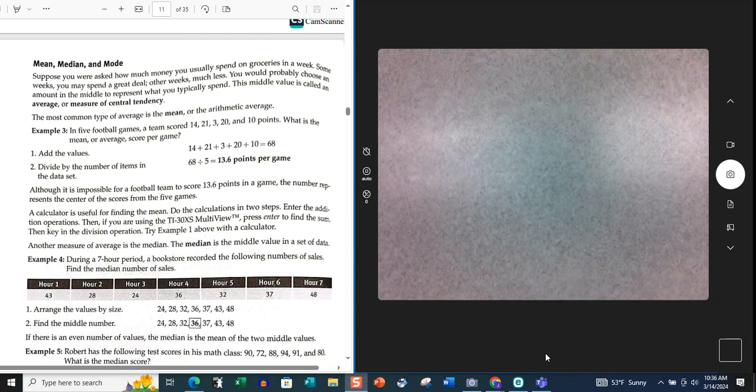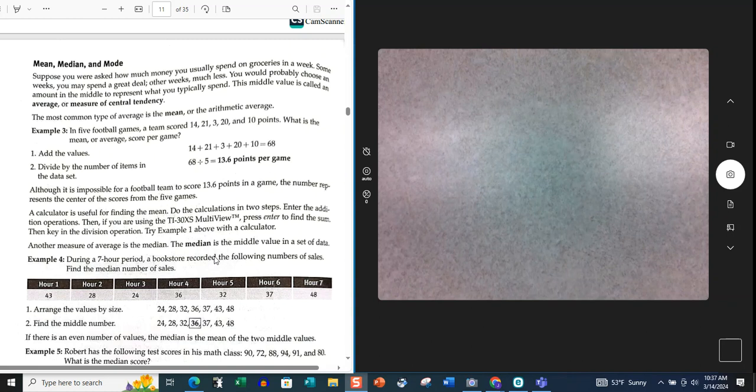In 5 football games, a team scored 14, 21, 3, 20, and 10 points. What is the mean or average score per game? So you would add the values, which is shown here, and then you would divide by the number of items in the set. So basically it's 1, 2, 3, 4, 5 items. So you would tally this up and then divide by 5. And it gives you 13.6 points per game.